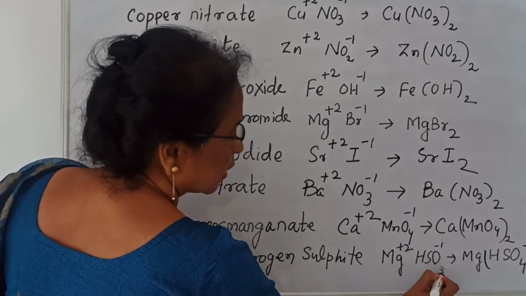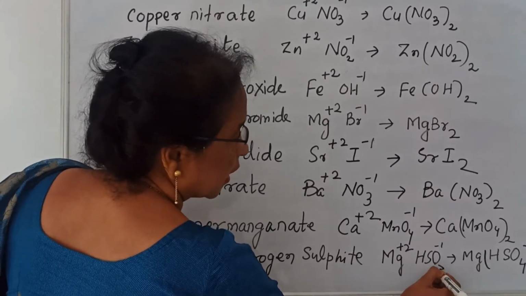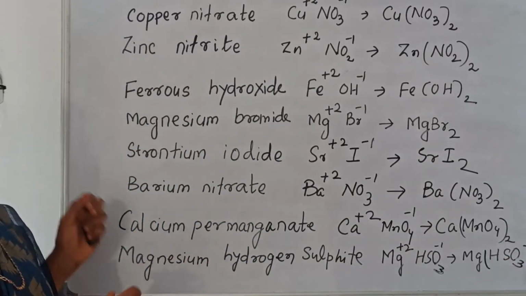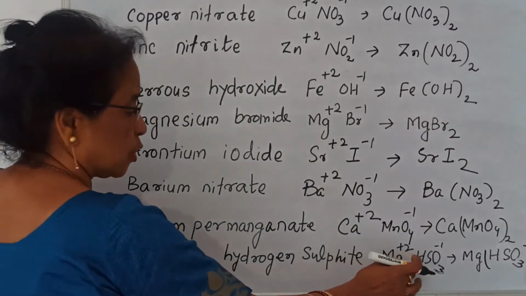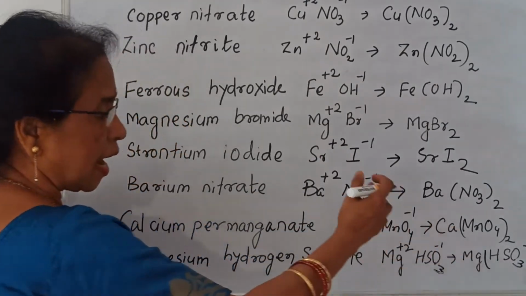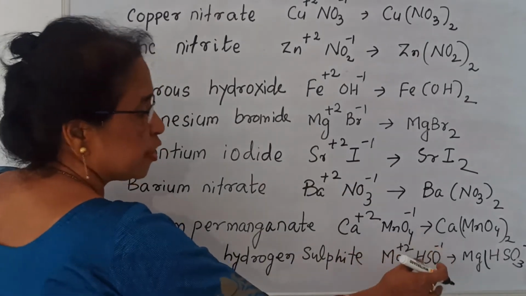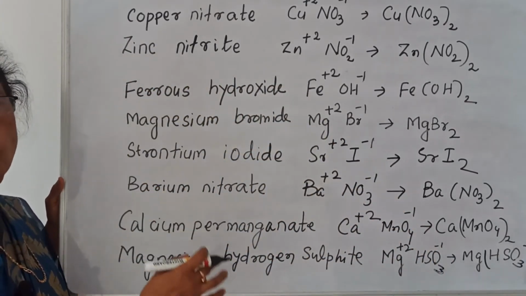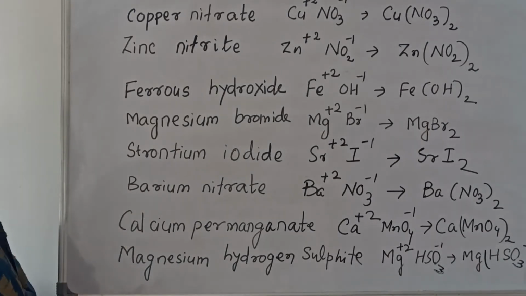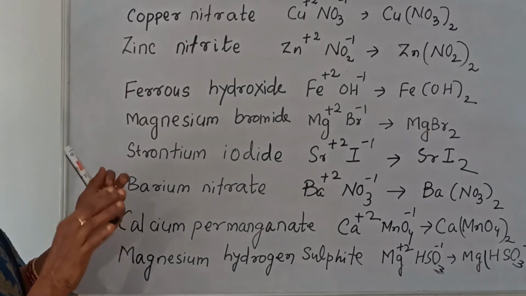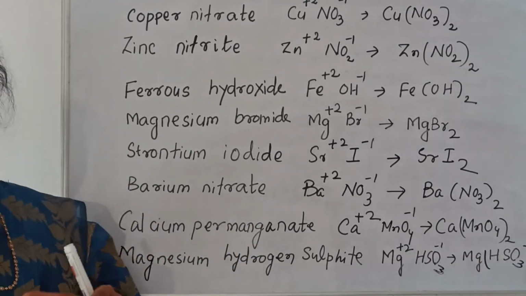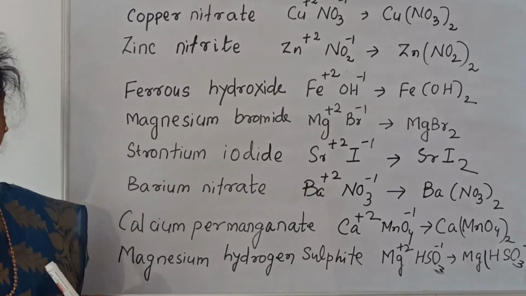Magnesium hydrogen sulfite. Hydrogen sulfite means HSO3 minus 1. And magnesium charge is plus 2, and that is why you put 2 to HSO3. So the formula becomes Mg(HSO3)2.